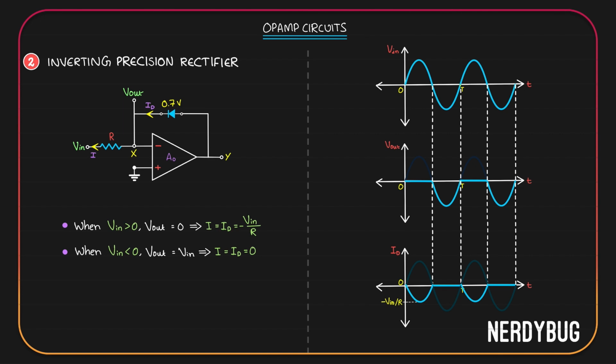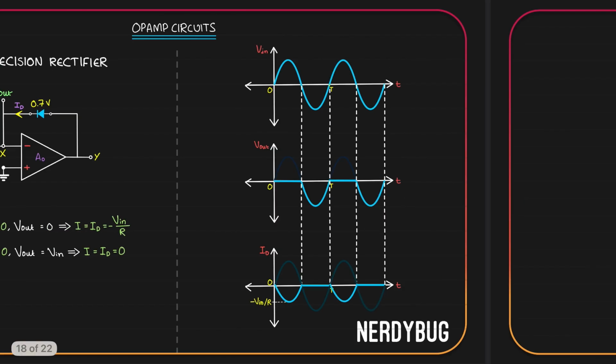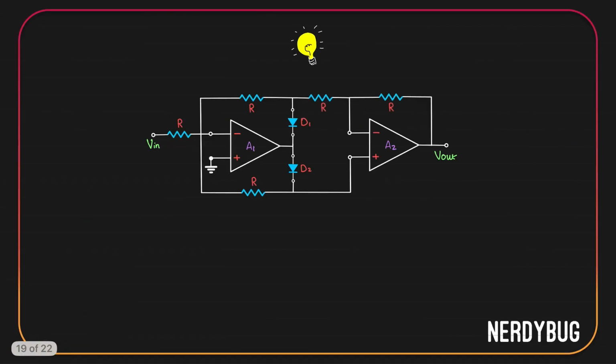Till now, we have only discussed half-wave rectifiers. What if I want a precision full-wave rectifier? A full-wave rectifier that rectifies even very small signals. We will need two op-amps for that. The circuit will look like this. We will analyze it and see how it works the way we want.